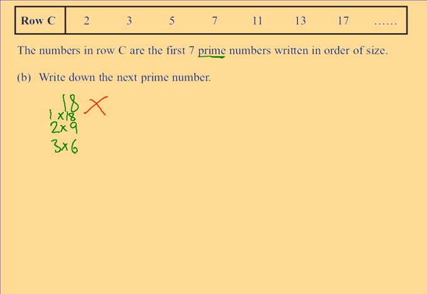The next number after 18 is 19, of course. Is 19 a prime number? Well, yes it is. The only 2 things that will multiply to make 19 are 1 times 19, so our final answer is 19.